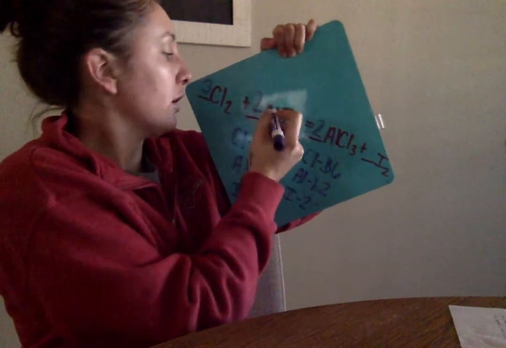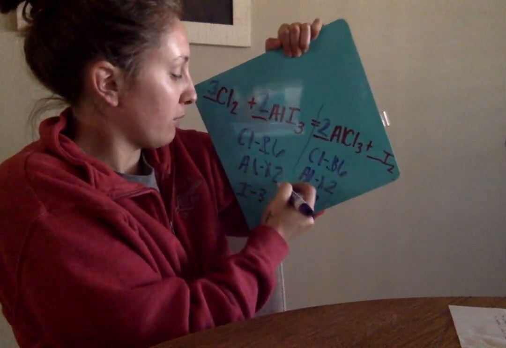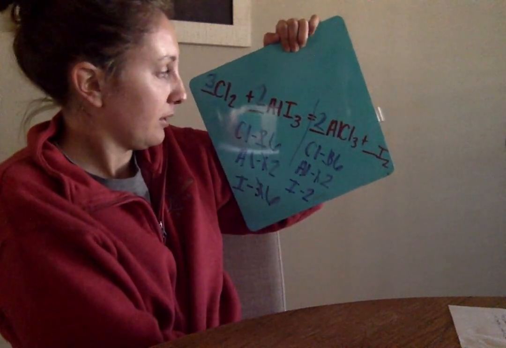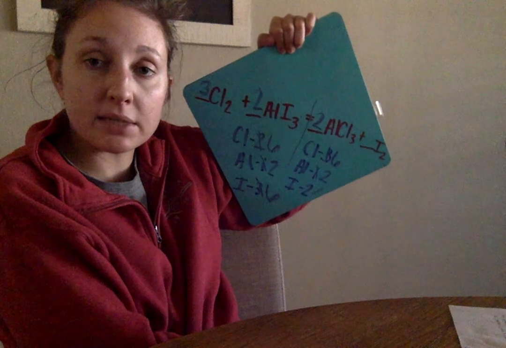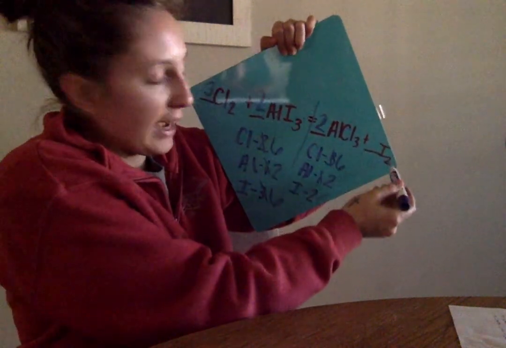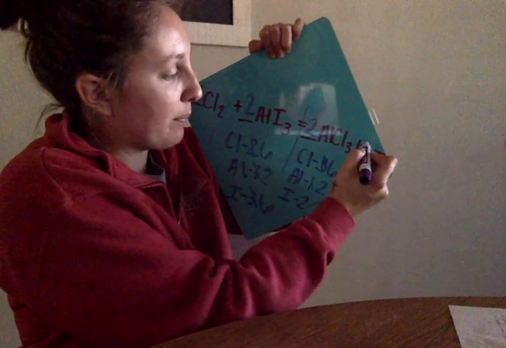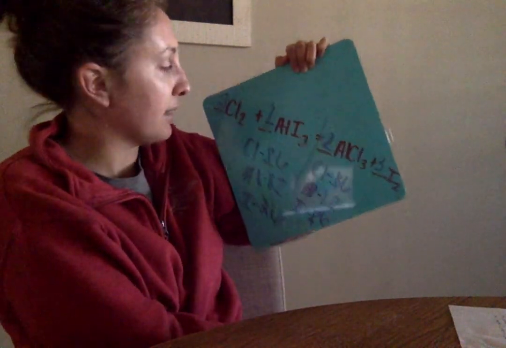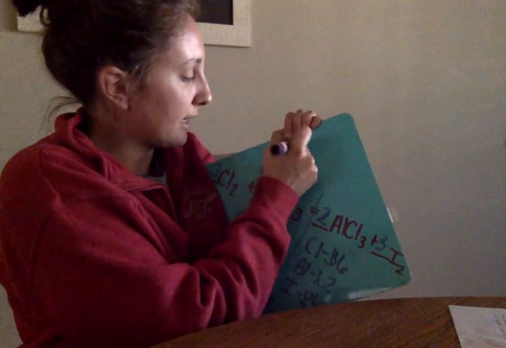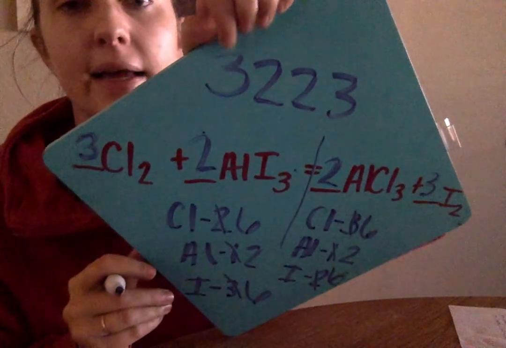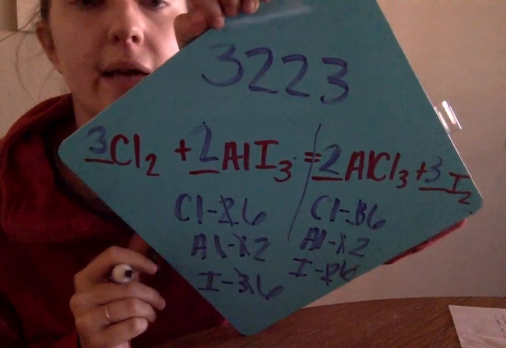So 2 here gives me 2 aluminums, but also 6 iodine, which is good because I wanted to bring my iodine up to 6 anyways because it had a 3-2 pattern. Now on my right side, iodine's over here with a 2 beside it. If I put a 3 there, 3 times 2 gives me 6. I'm all balanced, so my answer for this one is going to be a 3, 2, 2, 3. That would be my answer there. Go ahead and type that in.